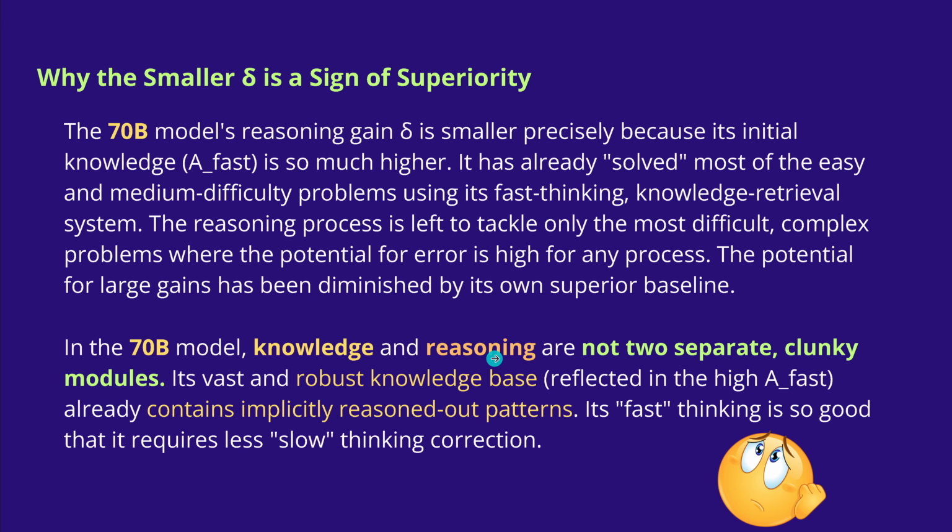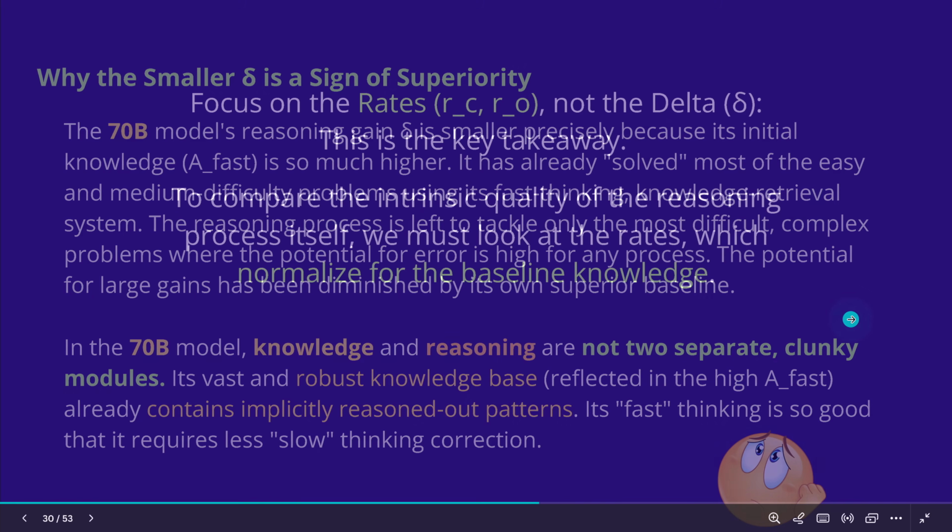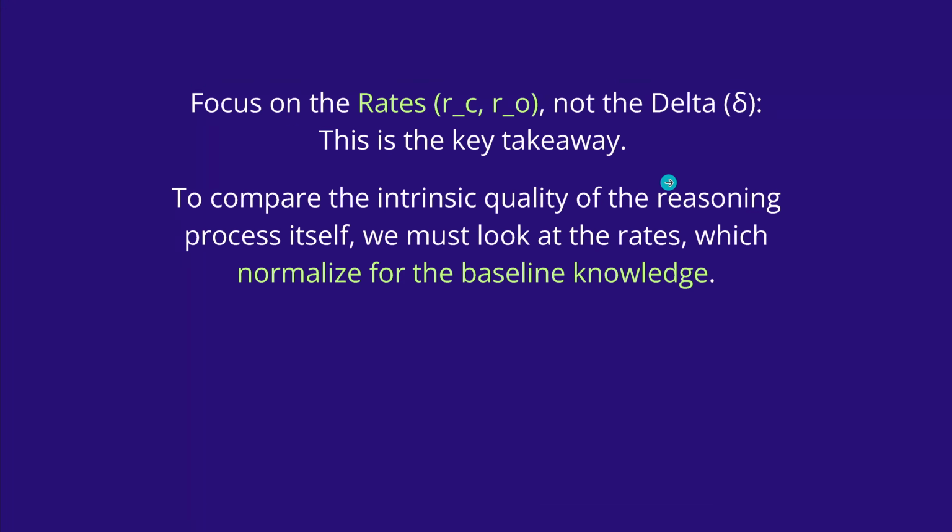So this means the distinction between what is pure knowledge and what is pure reasoning, I don't think it's really that massive when we scale the models up to higher model sizes, and especially if we have these distilled models. And I think its fast thinking is so good because it requires less slow thinking correction, because in the reasoning traces that it was trained on, there is already a pattern that provides a solution to the complex problem. But this is my personal statement. Coming back to the paper.